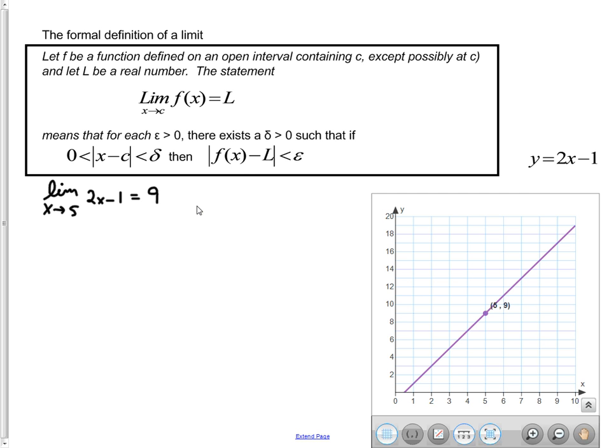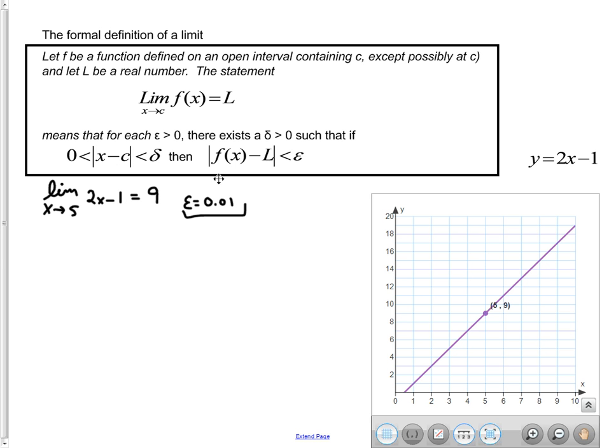I'm going to say, all right, there should be some number epsilon greater than 0. So let's pick a really small number. Let's say epsilon, that's lowercase Greek epsilon, is 0.01, right? We want to say if there is some small value epsilon like 0.01, there should be some related small value for delta such that x minus c is greater than 0 but less than that number delta.